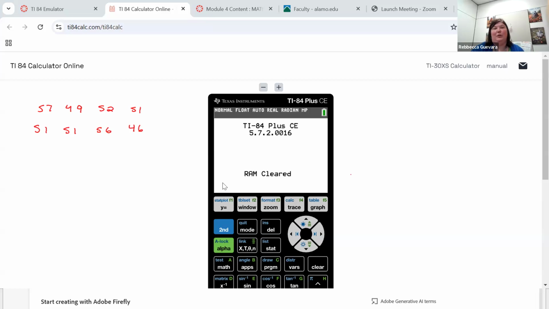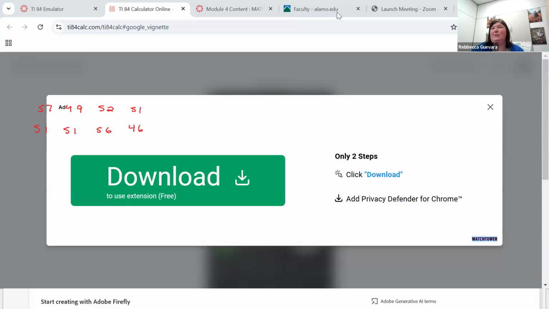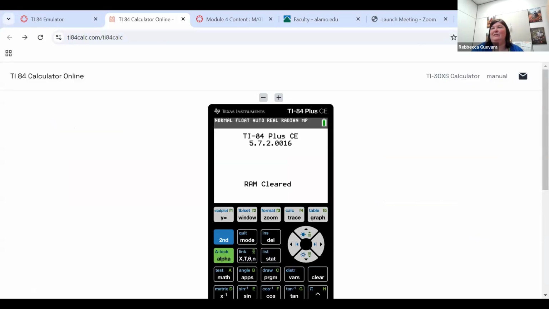Okay, so if we have our TI-84, what you're going to do is, let me make sure that was sharing correctly. Okay, we got it now. So we put those data points in again. You've got to be really careful with this and getting your data to share correctly. Okay, so that got messed up. But yeah, so we had 57, 49, 52, 51, 51, 51, 56, 46.